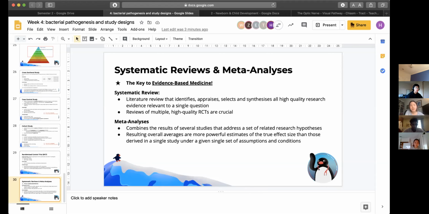So a systematic review is basically you review all of the literature that is relevant to a particular question. And you want to be reviewing as many high quality RCTs as possible. After reviewing all of the literature, you're trying to come to a conclusion in response to the particular question you're investigating. And meta-analysis is basically the same thing. You're combining the results of several very high quality studies that address related hypotheses, and then you're coming up with the conclusion, statistics and overall information.